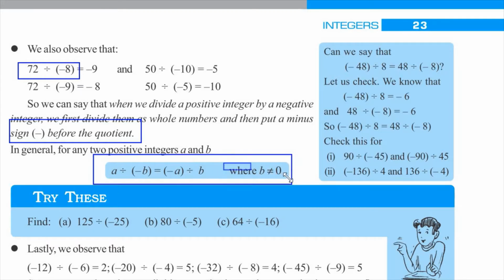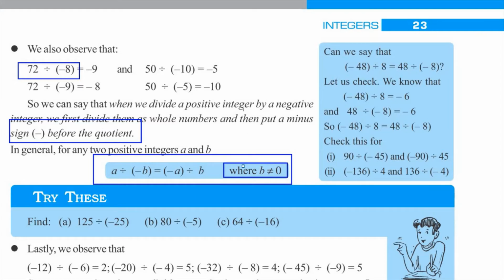So observe here that we have a restriction. b cannot be equal to 0. This is because division by 0 is not defined. The answer will not be an integer. It will not be a number at all. Okay? So here we have a restriction. For this general case, a divided by minus b is equal to minus a divided by b, and the answer is going to be negative if a and b are both positive.